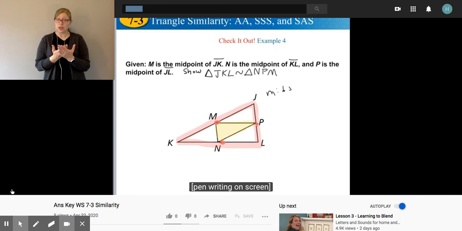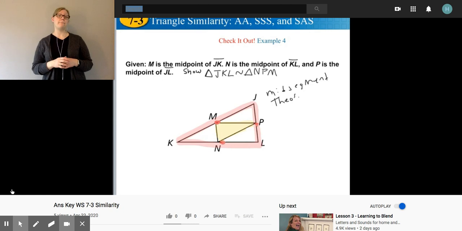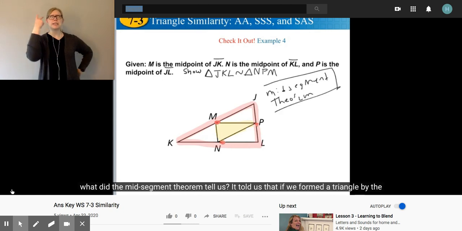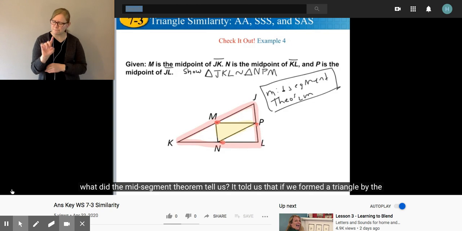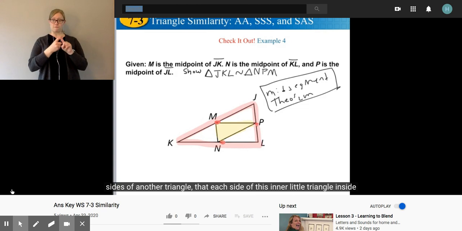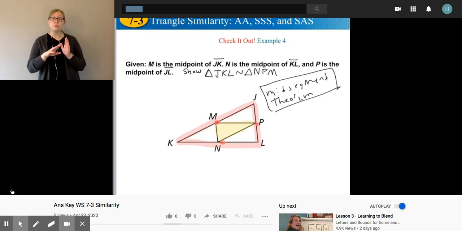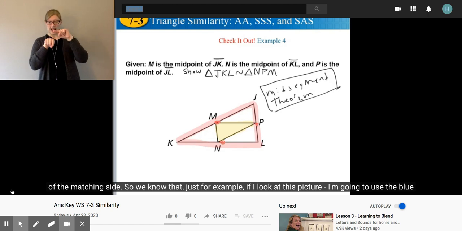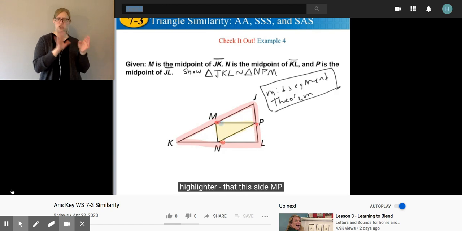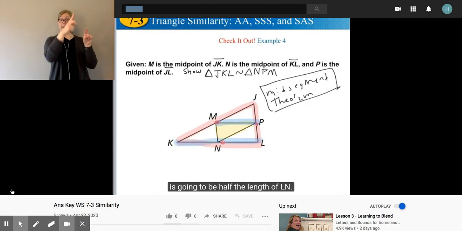the mid-segment theorem, so you might have to think back a little bit. What did the mid-segment theorem tell us? It told us that if we formed a triangle by the midpoints of the sides of another triangle, each side of this little triangle inside, triangle NPM, would be half the length of the matching side. So just for example, if I look at this picture, I'm going to use the blue highlighter, this side MP is going to be half the length of LN.